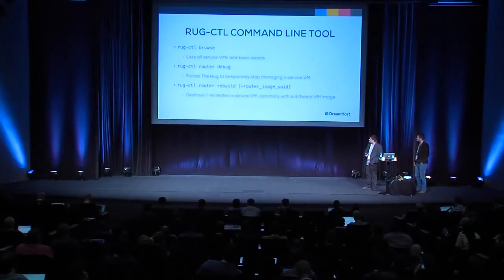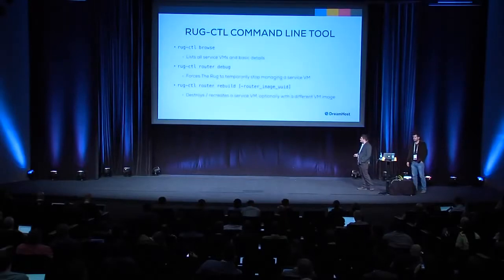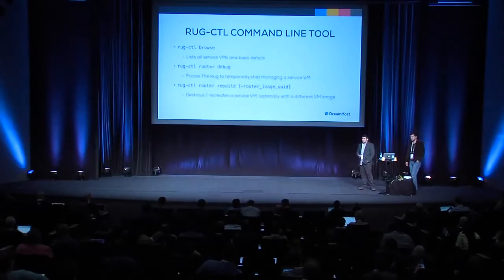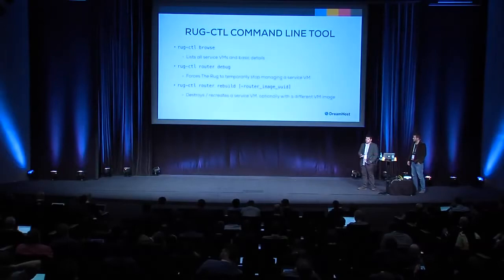So the rug also has a CLI called rugctl, which we can use for managing and getting insight into the tenants. There's a handful of commands that we care about, but I'm just going to go over a couple of the really important ones. Rugctl browse is an interactive interface for getting a list of the routers and determining what state they're in, whether they're building. It shows details about the actual Nova VM so that you can see when it was created and what image it's using. You can page through these on a case-by-case basis.